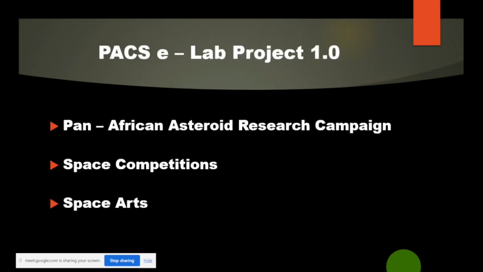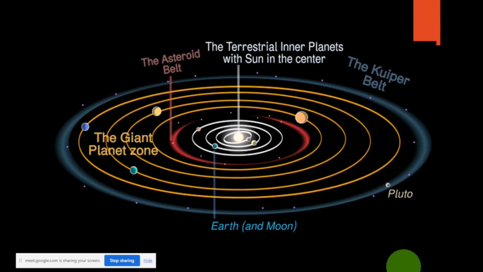So in our first project, we have the Pan-African Astral Research Campaign, we have space competitions, and we have space arts. So this asteroid search, like I said, is part of planetary defense. So now, why do we engage in planetary defense? Why do we search for asteroids? And I'm going to explain why we do that.